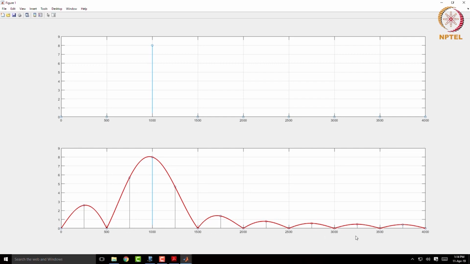In the next instance, when you zero padded it with 16 zeros, making the total length 32, you have the underlying DTFT now sampled at 32 points. So, that is why you get these in between samples. All right.